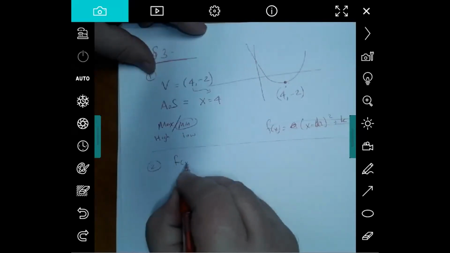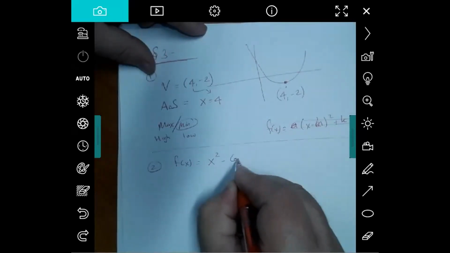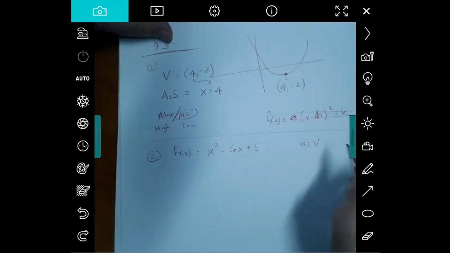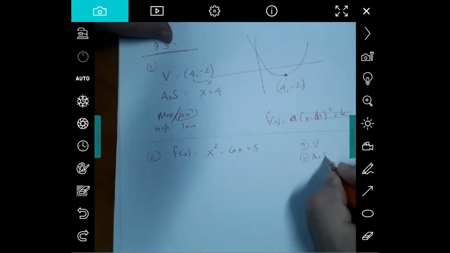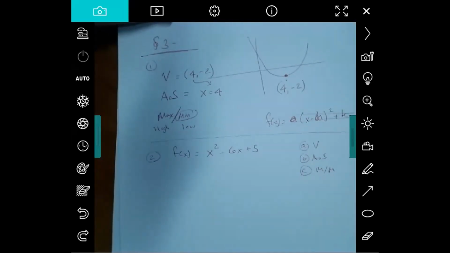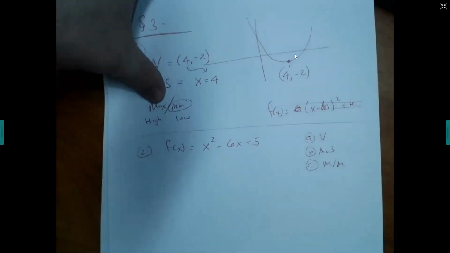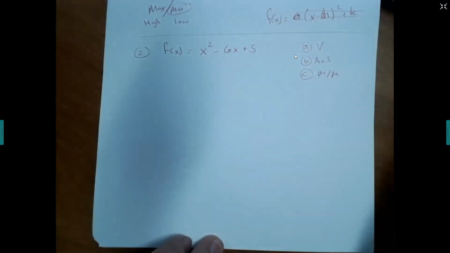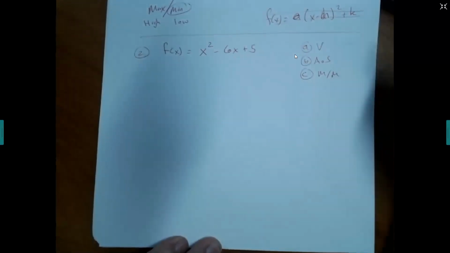Now we're given an equation. Okay, here we're going to find the vertex, the axis of symmetry, maximum, minimum. The rest of that stuff is just words. This is the meat of what the question is asking. I gave you a function asking you these 3 things. How do you find the vertex?